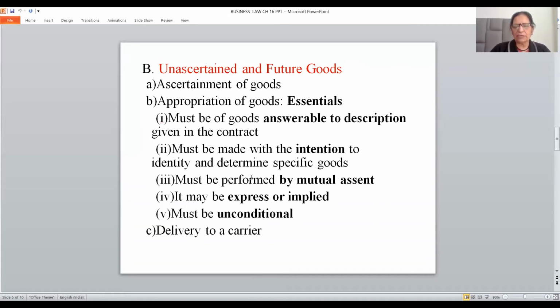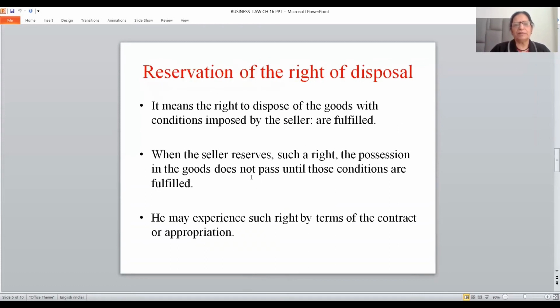Now, friends, I would like to explain the meaning of unconditional. Appropriation is said to be unconditional when the right of disposal has not been reserved by the seller. Now the question arises, what is the meaning of reservation of the right of disposal? It means the right to dispose of the goods with conditions imposed by the seller. When these conditions are fulfilled, only then will the ownership be transferred from the seller to the buyer. That is, the right to dispose of the goods has been reserved by the seller. It means the ownership shall not pass unless and until the conditions are fulfilled by the buyer.